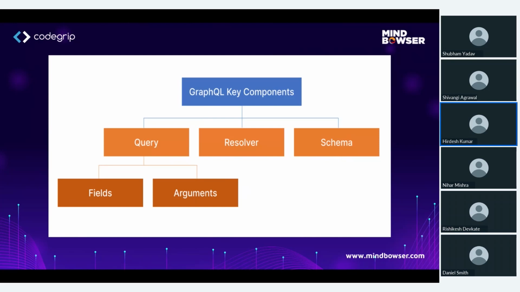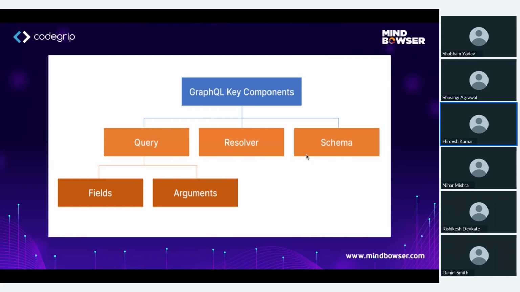Then we have resolver functions. Resolver functions are responsible for retrieving the requested data from one or more data sources. It might be a database, or it might be another REST API. These resolver functions process the query against the schema, and then return the requested data to the client. Whatever the client has requested, it will return that data, and the response has to match the query the client has given.